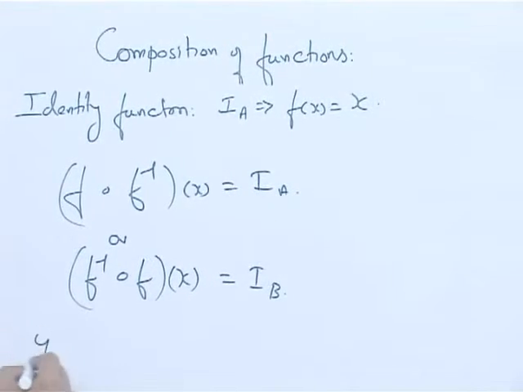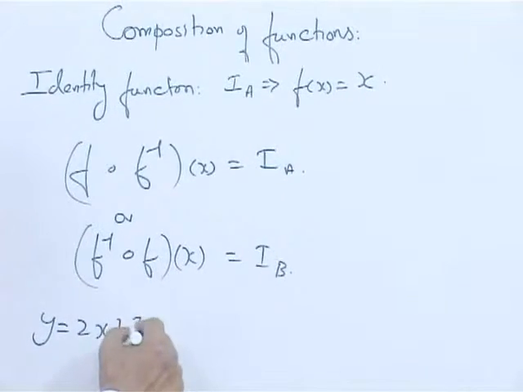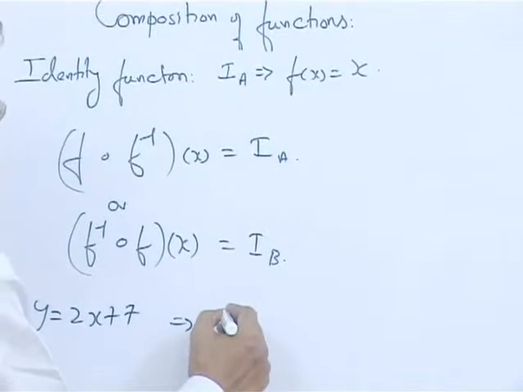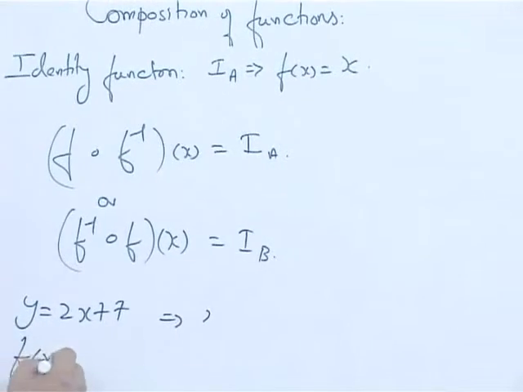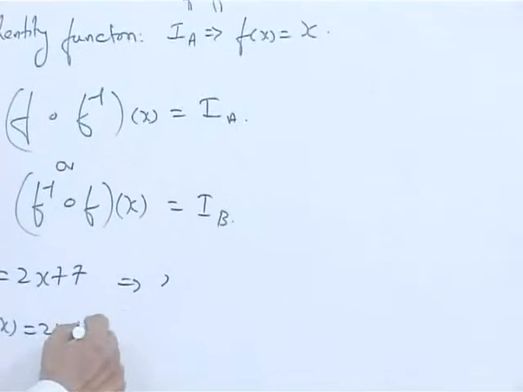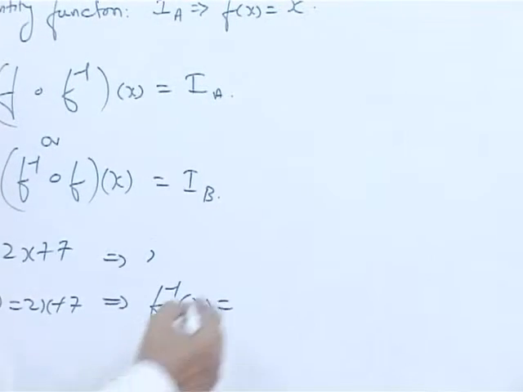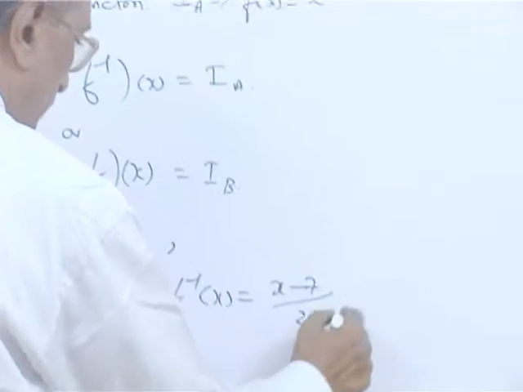For example, let's take y equal to 2x plus 7. In the previous example we saw it. Therefore, this was f of x as 2x plus 7. This implies f inverse of x is x minus 7 by 2.